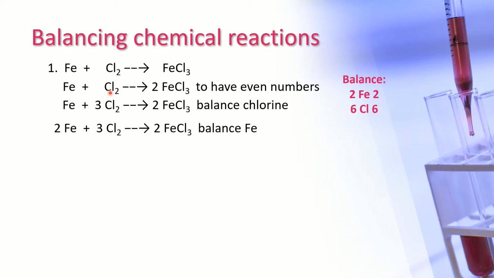at the left. So you need to balance the chlorine. So you add coefficient 3. So make 6 chlorine atoms now. Balance with the 6 chlorines at the right. Now, next you balance iron. Since you add 2 here for iron, so you have to balance it with coefficient 2 at the left. So this equation is balanced. So you check balance left and right. Iron, 2 at the left, 2 at the right. Chlorine, 6 at the left, 6 at the right.